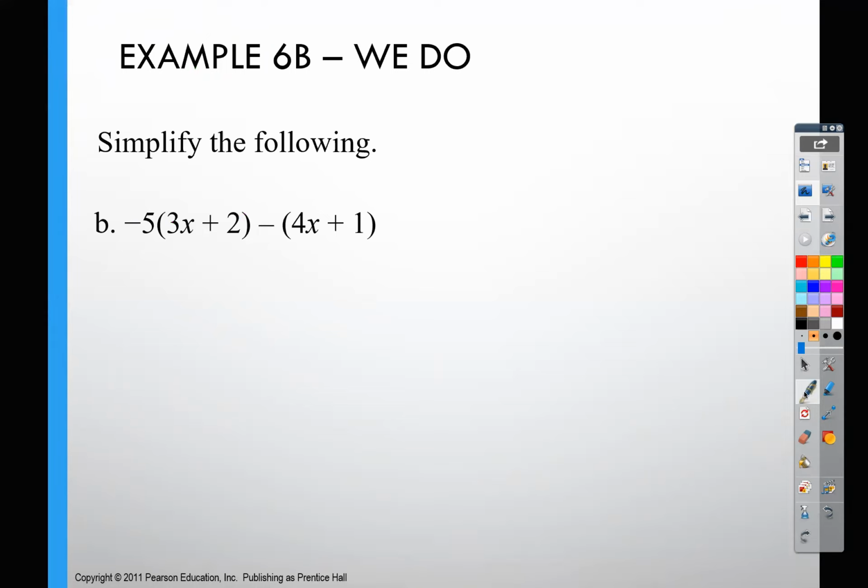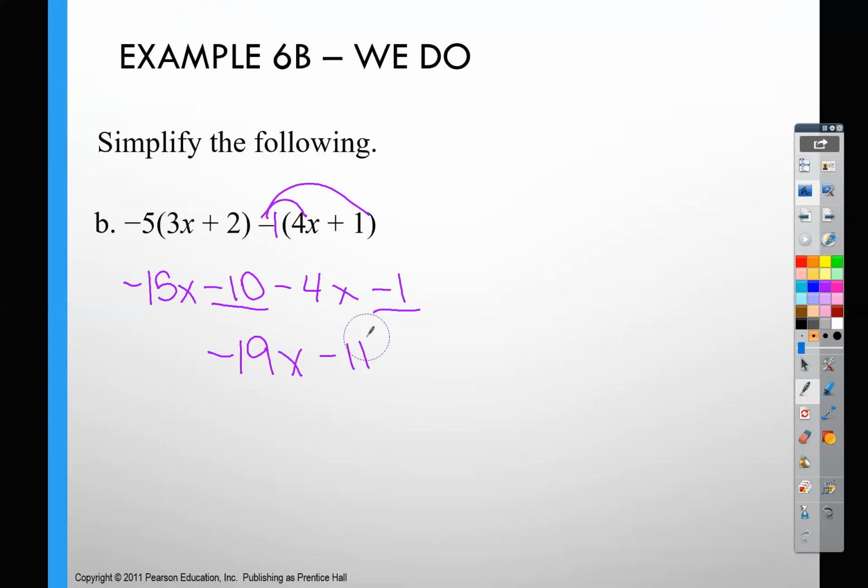Okay, simplify the following. So I'm going to distribute. I've got negative 15x, negative 5 times 2 is negative 10. And now I'm going to distribute this negative. Remember, that's assumed to be a negative 1. So negative 1 times 4x is negative 4x. Negative 1 times 1 is negative 1. And now you're going to combine like terms. So negative 15x minus 4x is negative 19x, and negative 10 minus 1 is negative 11.